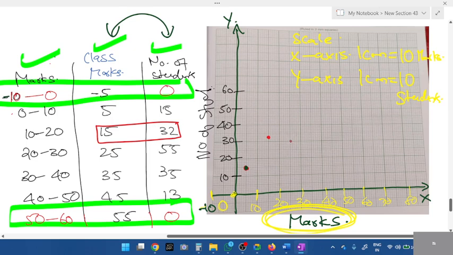Tell me the next one. Be quick. 25 and what? 25 is the y-axis, students. See, this is y. Take this y and x. Sorry, x and y. For 25, what do we have, students? We have 55, all the way up to 55. Next, 35 and which one? 35 and 35. Understood?